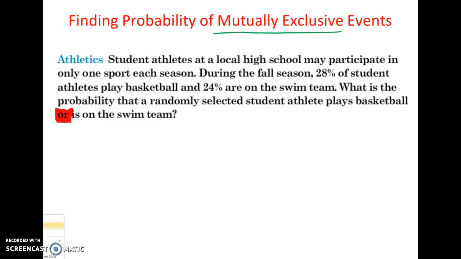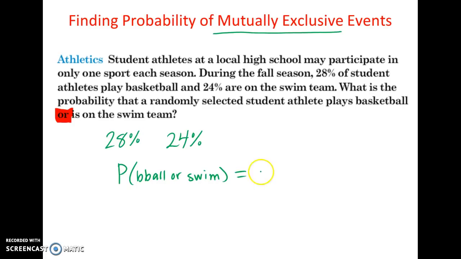So they're just asking you, if I choose a random student, what's the chance that they swim or they play basketball? Well, 28% play basketball, 24% swim. So what's the probability that they play basketball or swim? Would just be those two added together. So that would be a 52% chance that a student selected at random would be involved in one of those sports.